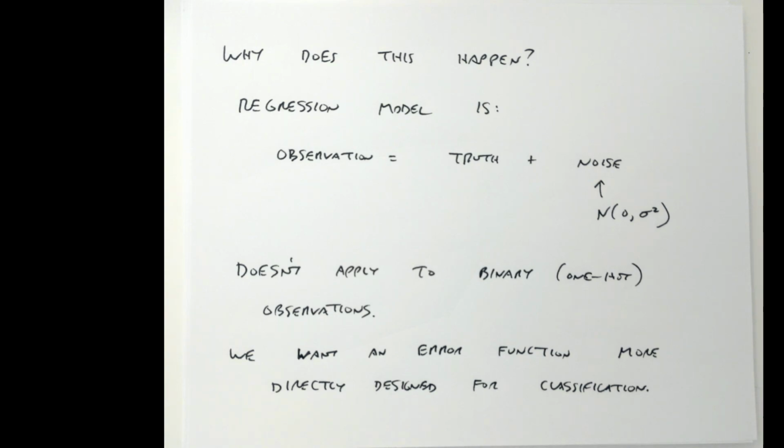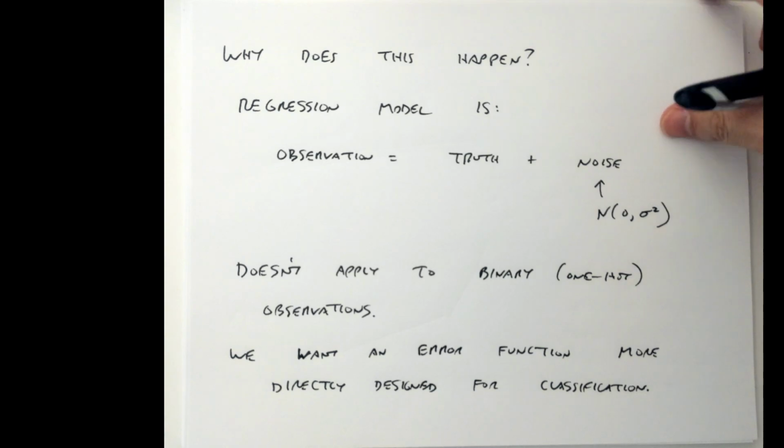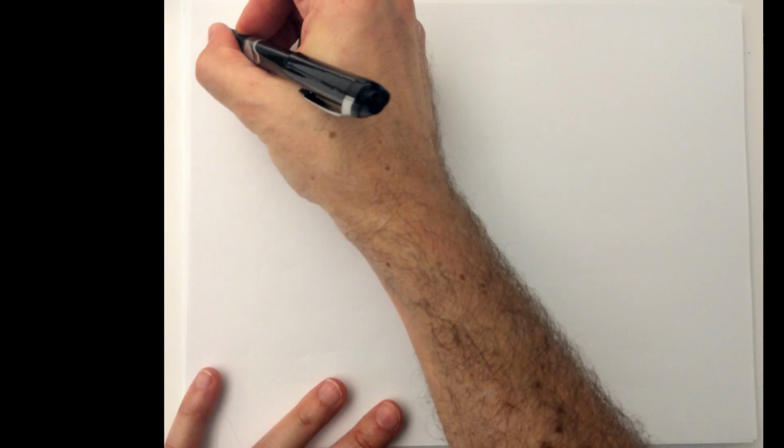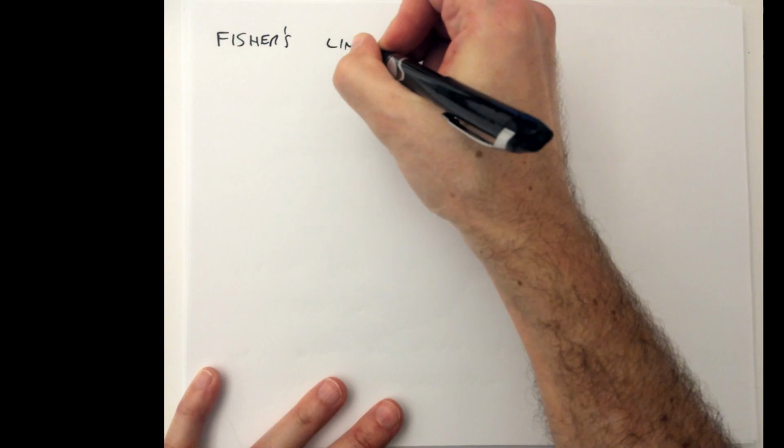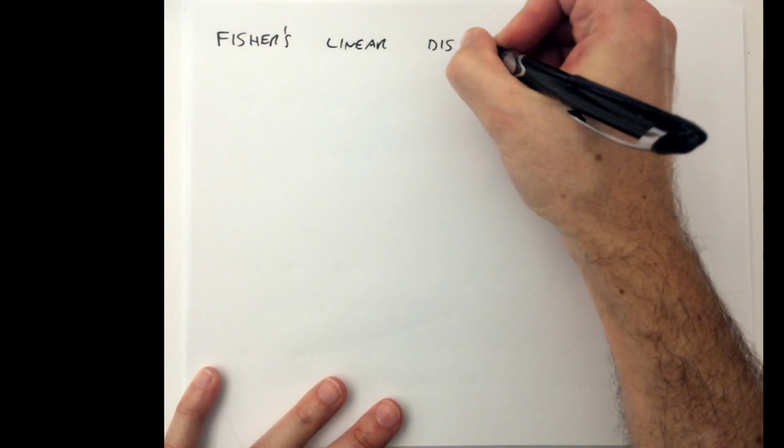So the first approach to this problem that I want to talk about is a simple and clever idea called Fisher's discriminant, Fisher's linear discriminant. This is a clever idea that makes a lot of sense. So Fisher's linear discriminant.